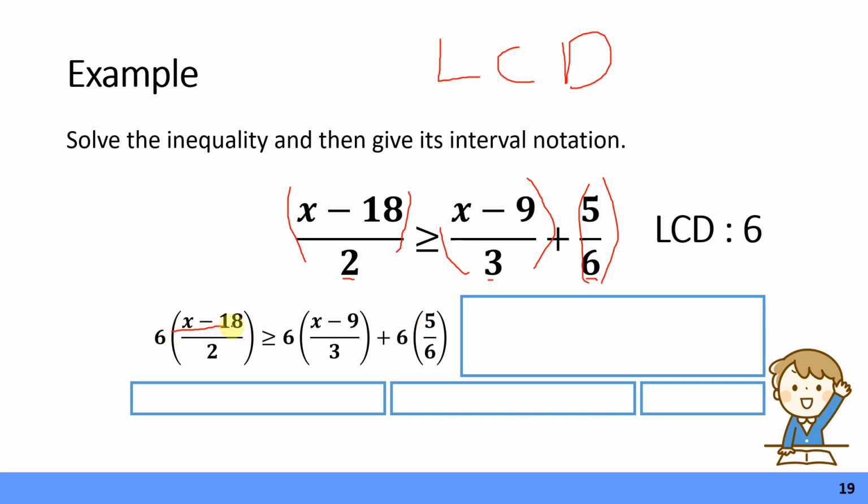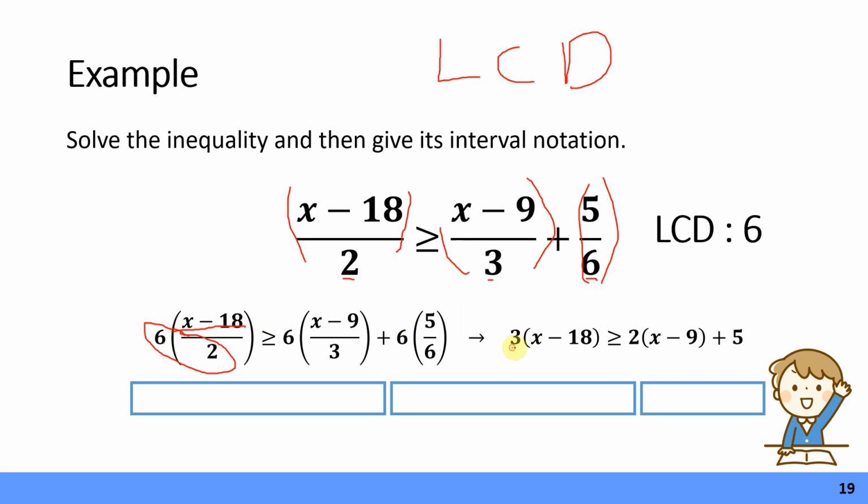So all you do, you don't touch the top part. You just divide 6 by the denominator. So 6 divided by 2 gives me 3. And again, the numerator is still there. The sign stays the same. You just pretend it's not there. And again, divide these out. 6 divided by 3 gives me 2. And the numerator, I didn't even touch it. It's still there, but just don't forget to put it in parentheses.